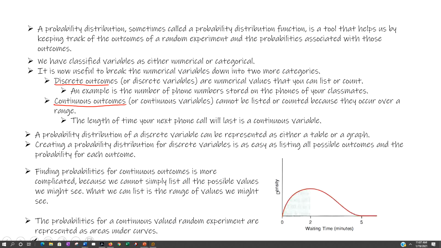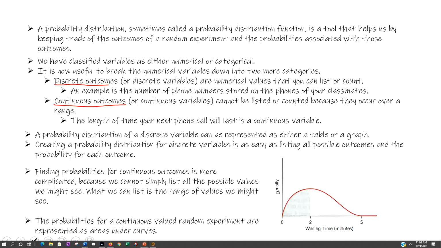Continuous outcomes are outcomes where the result can be a fraction or some sort of range of answers. We're waiting in line for our coffee between 2 and 3 minutes. It can be anywhere. It could be 2 minutes, it could be 3 minutes, it could be 2 minutes and 15 seconds. Where it's a continuous thing, we're not able to put a specific number on it.